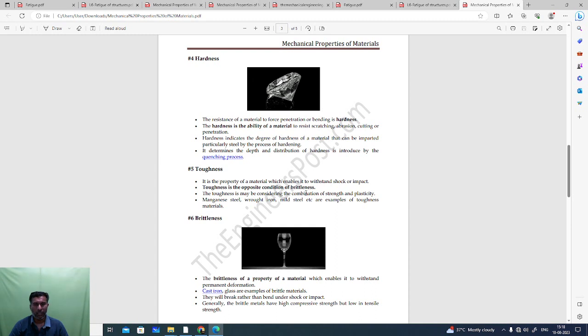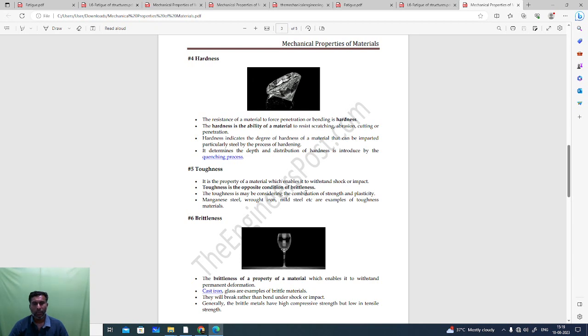Next, toughness. Toughness is the property of a material which enables it to withstand shock or impact. Toughness is the opposite of brittleness. Consider a concrete structure, for example. A concrete structure is a tough material because the factor of safety is very high compared to mechanical and aero fields. Civil work has a higher factor of safety, so the toughness also increases. That also helps to improve the life of the material.